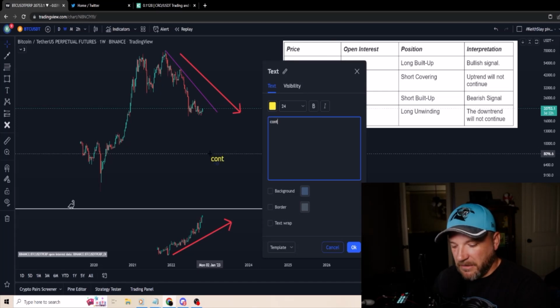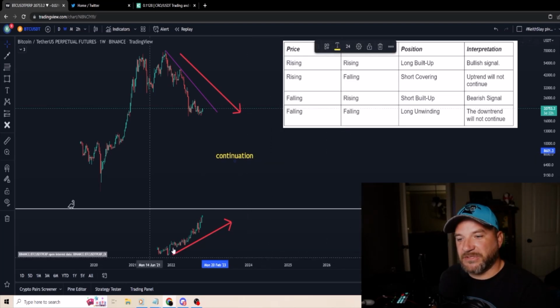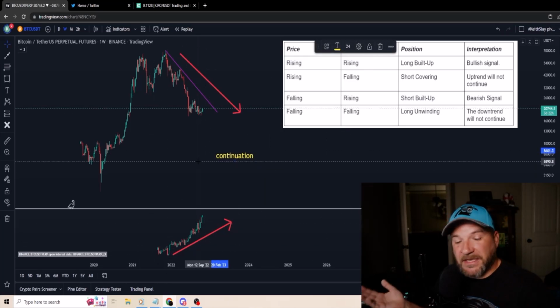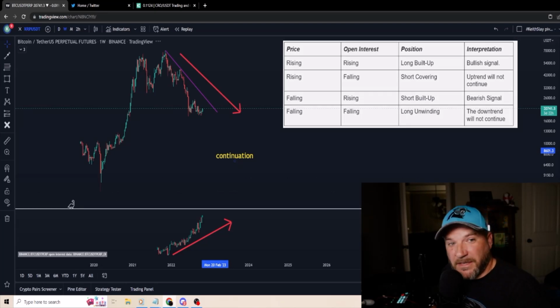So we'll write continuation, right? Continuation. Interest up, price down. It's going to keep doing what it's doing. Okay. More down to come. What about a different one, right? Let's look at a different chart. Let's just throw up any other chart. How about XRP? Everybody's favorite, XRP.